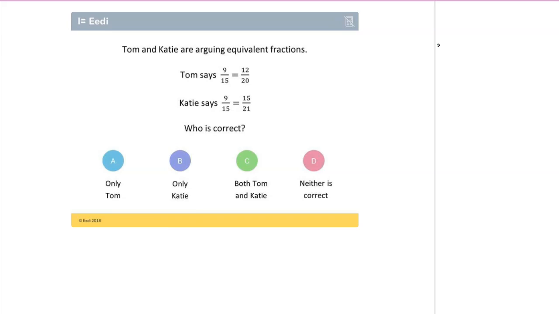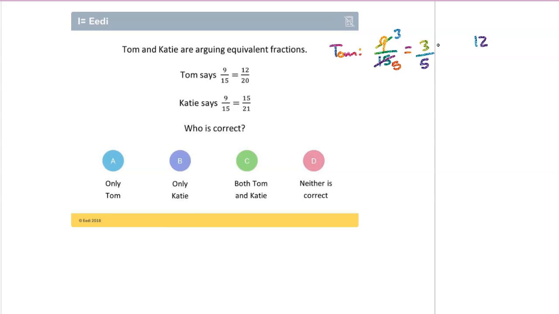Tom and Katie are arguing again, this time about equivalent fractions. Tom says 9 over 15 is equivalent to 12 over 20. Katie says 9 over 15 is equivalent to 15 over 21. Who is correct? Well, let's write each of those fractions in simplest form. So Tom, let's start with his 9 over 15. You look for a number that goes into both 9 and 15. That's obviously 3. 3 goes into 9 3 times, and 3 goes into 15 5 times. So 9 over 15 is exactly the same as 3/5 if I write it in simplest form.